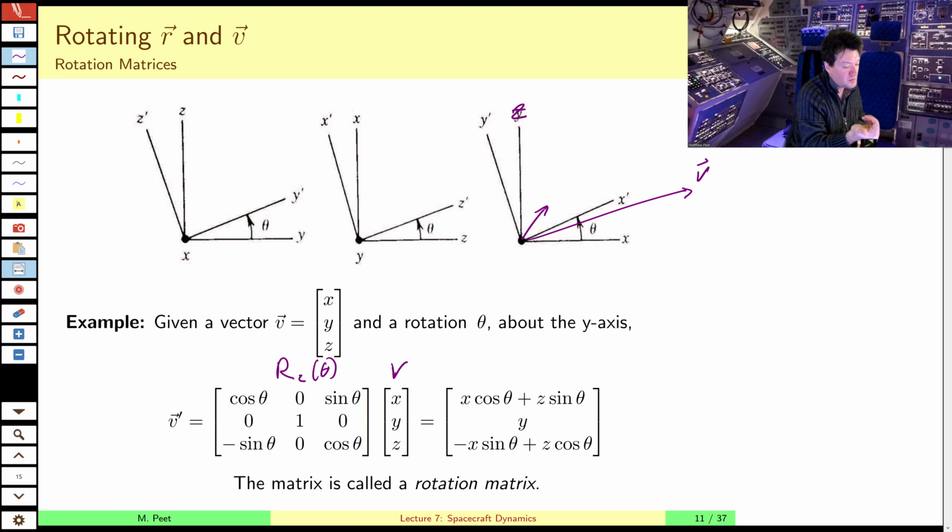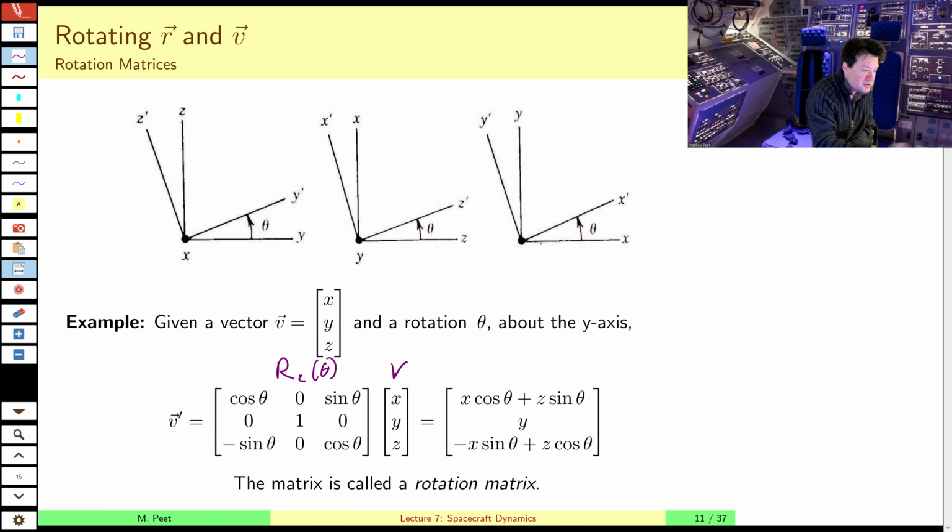So if we do a positive rotation about that Y-axis, it would actually be that way. That would be a positive rotation if that was a Y-axis. So of course, this is a rotation matrix about the Y-axis. But let's stretch our imaginations here a little bit.